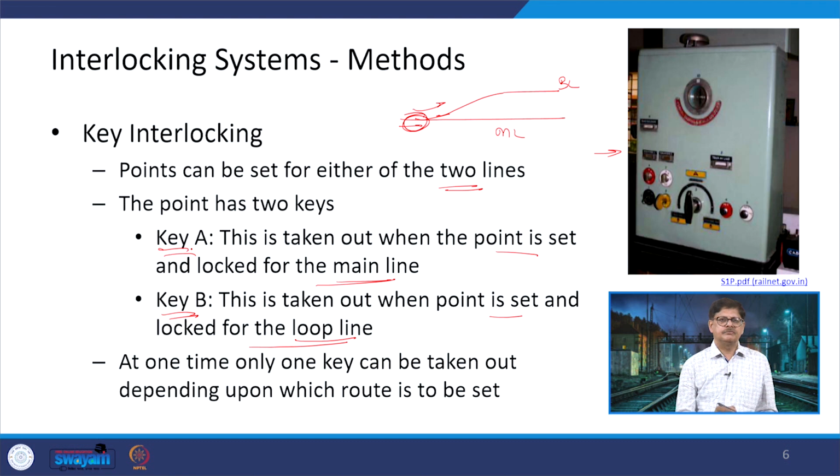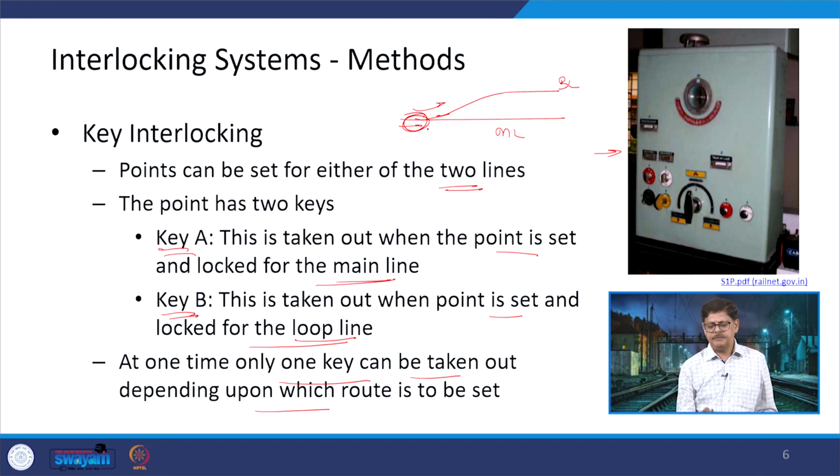And on the basis of which key is taken out, the personnel who are operating the system can understand which particular route is being set and locked. At one time only one key can be taken out, depending upon the route which is being set, that is, whether the main line or the branch line is being set. It cannot happen that both of the keys are taken out together.